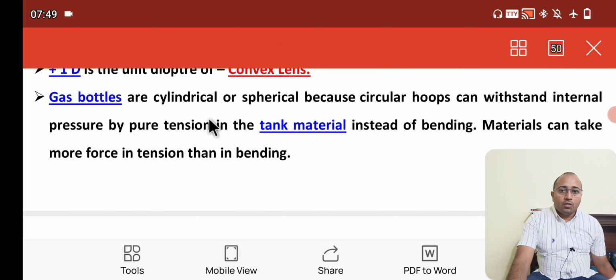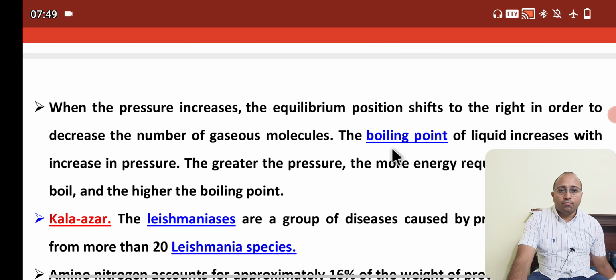Gas bottles or cylinders are cylindrical because circular hoops can withstand internal pressure by pure tension of the tank material. Instead of bending, materials can take more force in tension than in bending. So overall they are in a cylindrical format only.